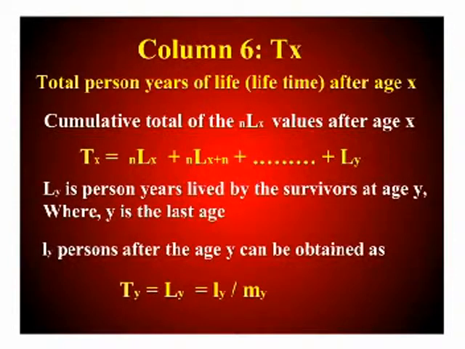plus Ly, where Ly is the person years lived by survivors at age y, which is the last age or age group. Ly is the person years lived by the survivors at age y, that is, Ly persons after the age y can be obtained by using the approximation that is given by Ty equal to capital Ly, which is equal to small ly divided by my, where my is the mortality rate at age y.